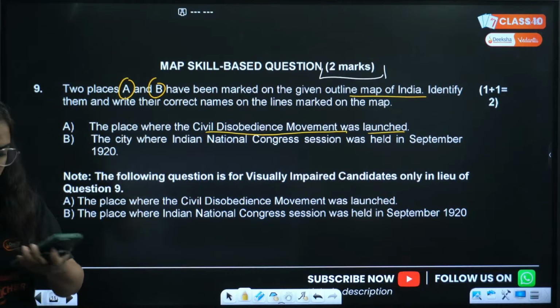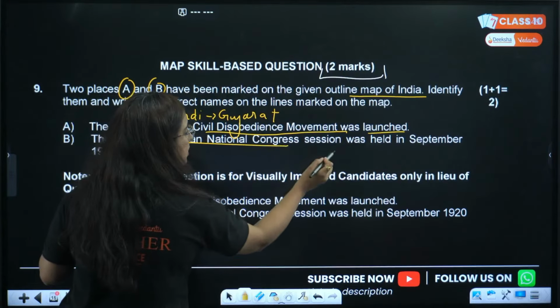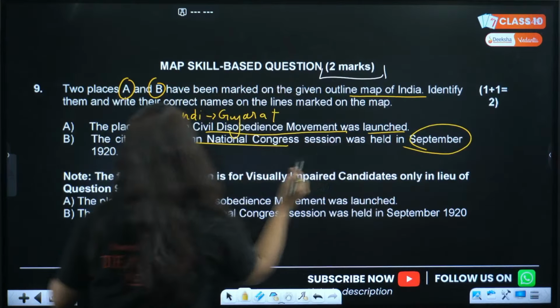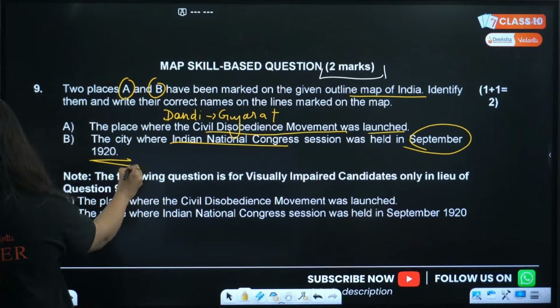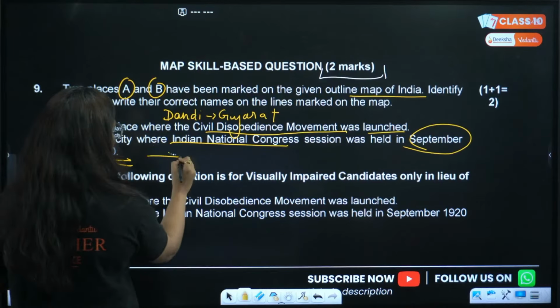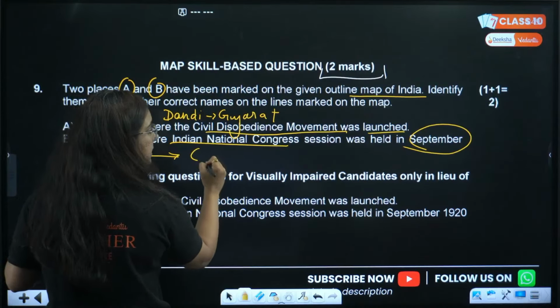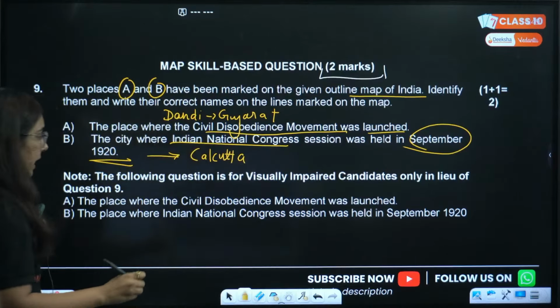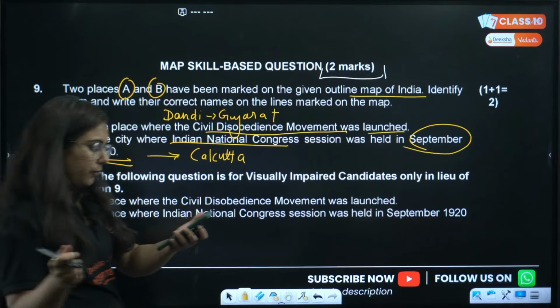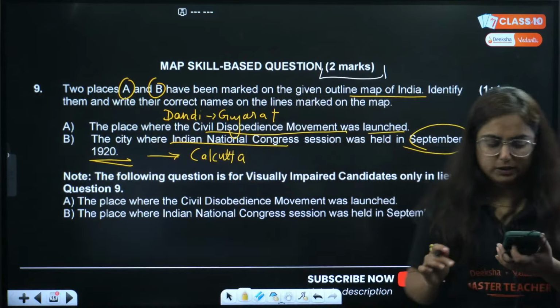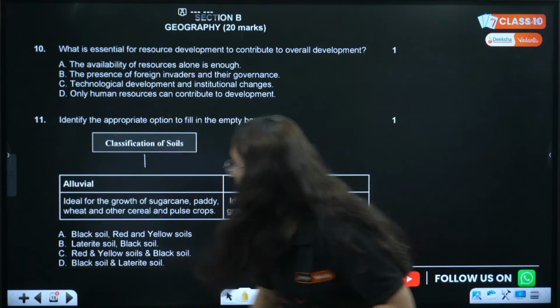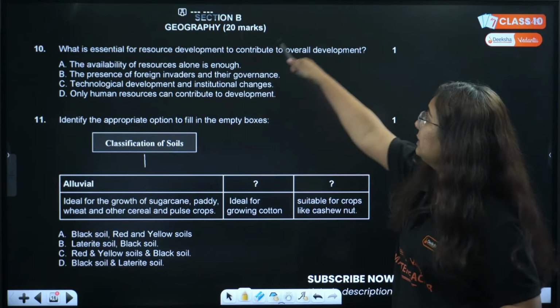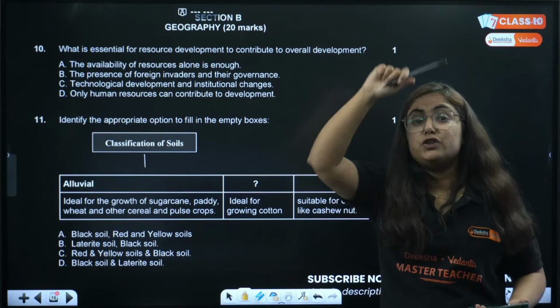Very good. Then the second one, the city where the Indian National Congress session in September 1920 was organized. I got the answer of Kunal Kishore. Very good. Yes, Kunal, this is Calcutta. The September session was in Calcutta. Okay, fine, got it. Very good. Everyone out here knows this. So we are done with the map work. Moving to the next section, that is B, geography.